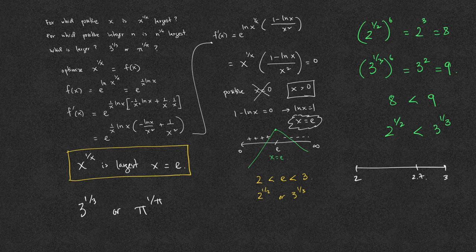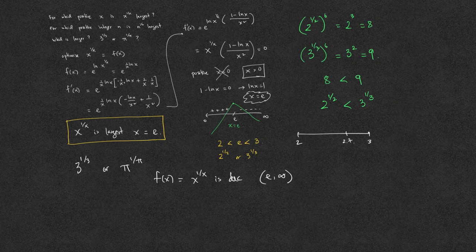It is simple in this case because both 3 and pi are in the decreasing interval. The function f of x equals x to the 1 over x is decreasing on the interval e to infinity, and both 3 and pi are in this interval. If the function is decreasing and if x1 is less than x2, then f of x1 has to be greater than f of x2. We see that 3 is less than pi.